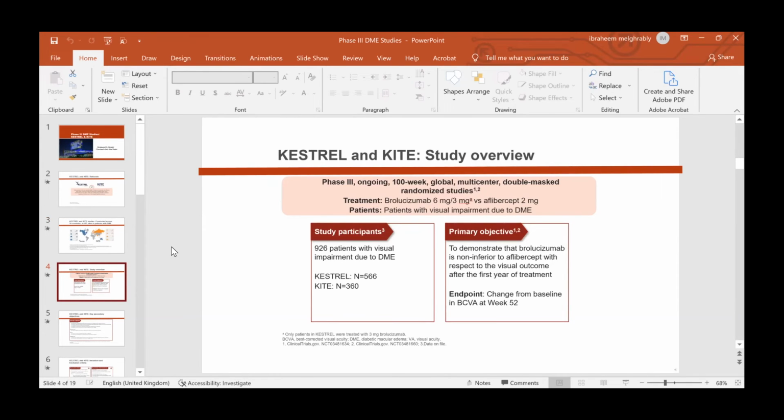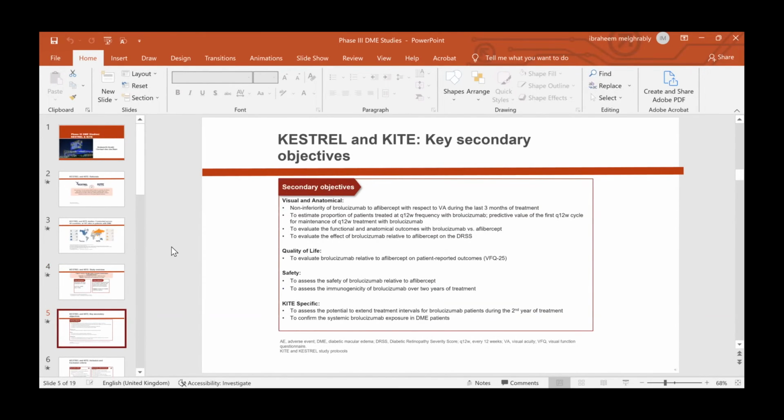The primary objective of the study is to demonstrate that brolucizumab is non-inferior to aflibercept, and the endpoint was the change from the baseline in best-corrected visual acuity at week 52. Of course, there were some secondary objectives, including the anatomical outcome, non-inferiority of brolucizumab to aflibercept regarding the visual acuity during the last 3 months of treatment. Also, to estimate the proportion of patients treated on Q12 with brolucizumab and whether it will work or not, to evaluate the functional and anatomical outcome of both brolucizumab versus aflibercept, and also to evaluate the safety.